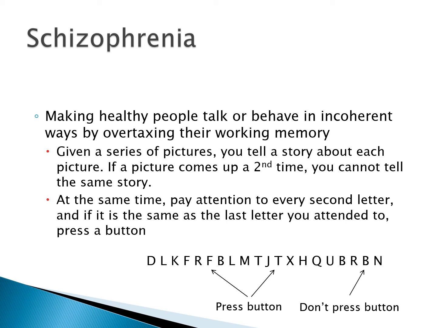So we're going to go through an example here. DL. L is the second letter. KF, F, RF. That just repeated from the last one I paid attention to. So yes, I pressed the button. BL, MT, JT. I press the button. KXH, HQ.